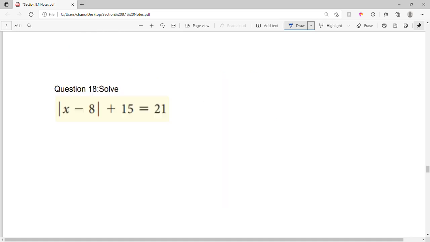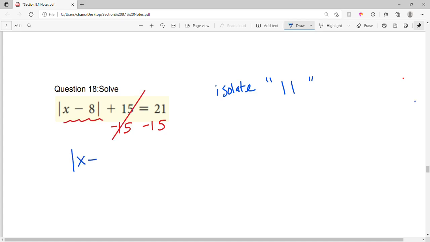Question 18 is a little bit harder, so my tip for you is to isolate the absolute value symbols. Get that by itself first, then write your two equations. Don't write your two equations first. You first have to isolate the absolute value. So that's very important. I'm going to start by subtracting 15 to both sides to isolate that absolute value term. This gives me the absolute value of x minus 8 is equal to 21 minus 15, that's 6.